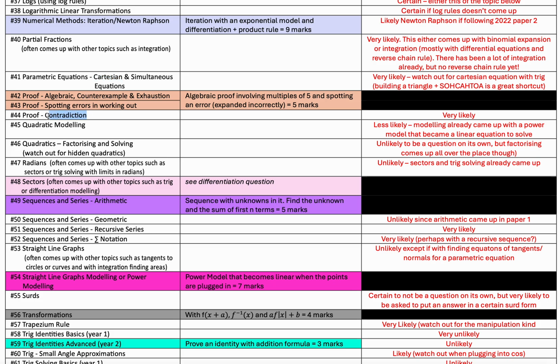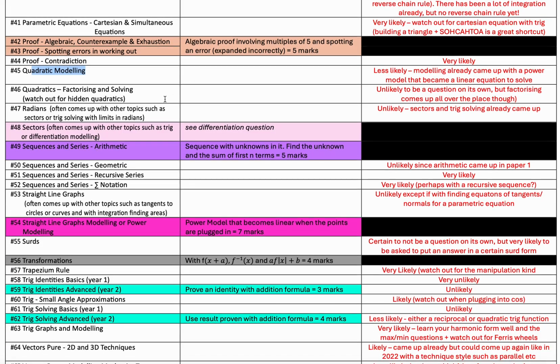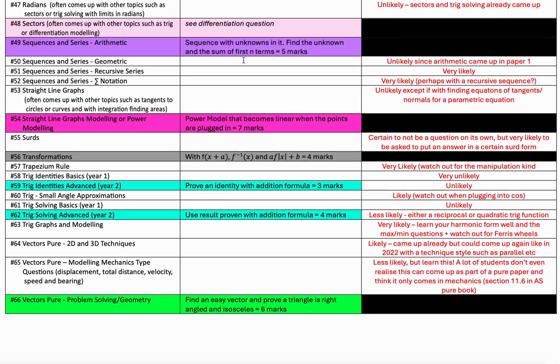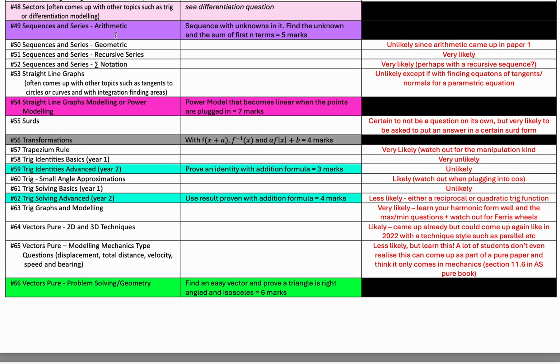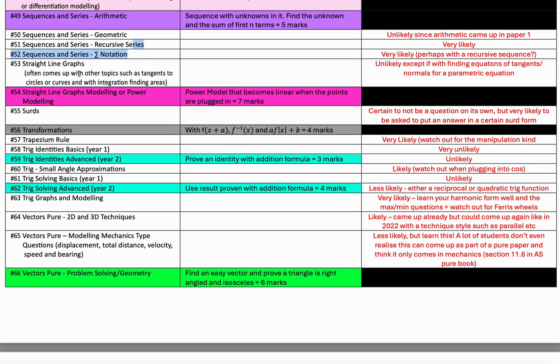Contradiction, I put very likely, quite likely. Sometimes you get contradiction and another proof, sometimes you just get contradiction on its own, so it's hard to say. Quadratic modelling, very unlikely because it came up with straight line graphs, radians, yeah, you can read through this. Geometric, no, because arithmetic came up. These two could come up together, recursive and sigma notation. Straight line graphs, probably not, because it would have come up with circles.